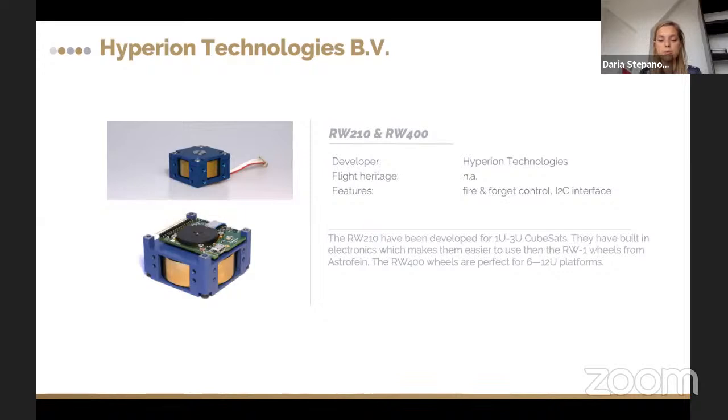These are 2 reaction wheels for smaller and for bigger satellites, built by Hyperion Technologies. They are built for 1 to 3 unit CubeSats. They have all the electronics incorporated, all the drive electronics. I think this one is for 1 to 3U CubeSat, and this one is for 6 to 12 unit CubeSat. It's not possible to see the difference in sizes here, but it's observable once you see them in real life.